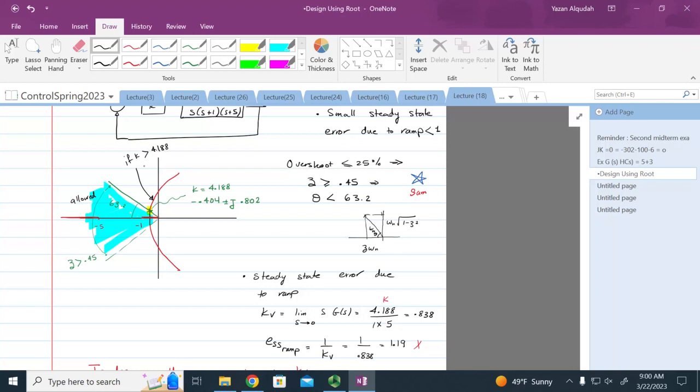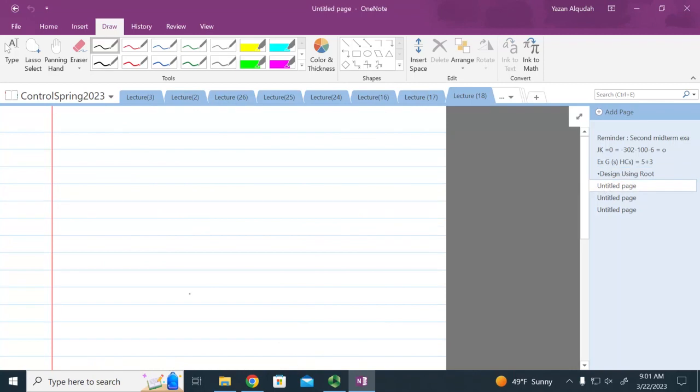Is that clear, everybody? So how do you meet these requirements? We have to change the dynamics. We have to change the shape of the root locus so we can meet both of these requirements. Changing K alone, we're not going to be able to meet these requirements. Okay, let's do another. Is that clear, Fort Walton? Okay. Let's do another example.